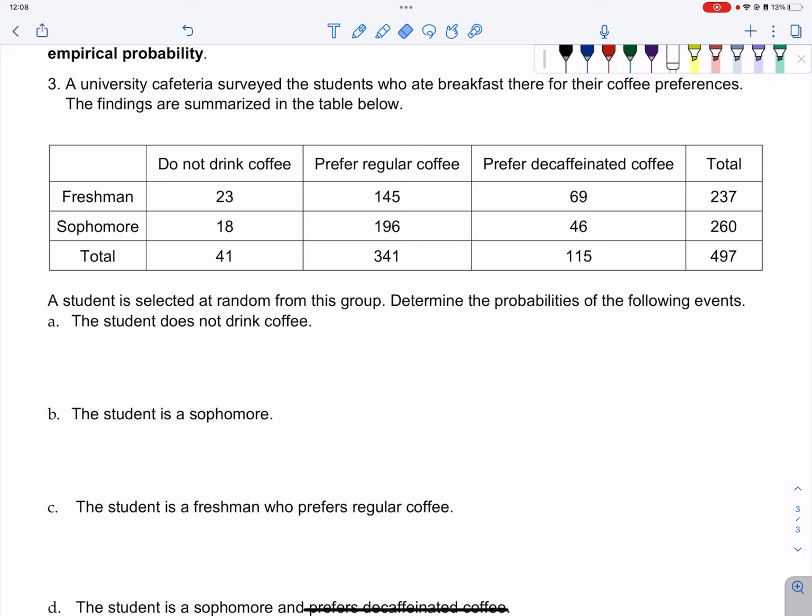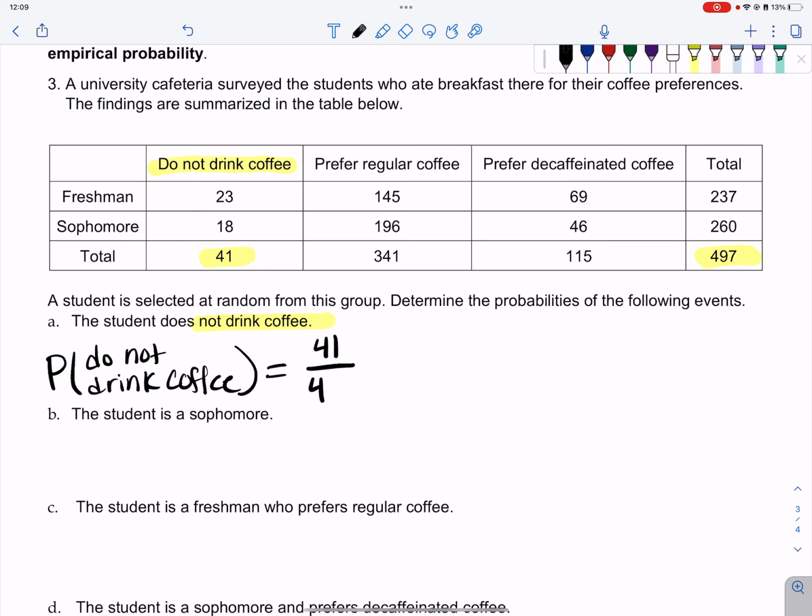So now we want to find some probabilities with this. We have been asked first to find the probability that the student does not drink coffee. So this means we are going to look at the do not drink coffee column, and we need our total for this, which here is 41. So our probability that they do not drink coffee is 41 divided by our total number of elements in our sample space, which in an empirical table is the total in the bottom right corner, our total number of people surveyed. So this is being divided by 497.